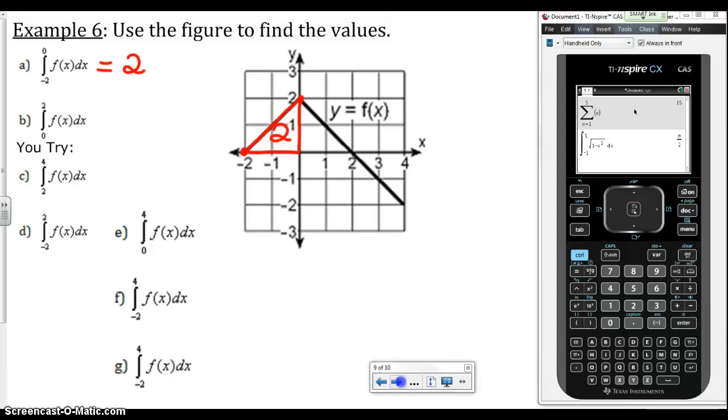For part B, I want to go from 0 to 2. So I'm going to take the area from 0 to 2. Again, the area is the area under the curve and between the x-axis. This is also a triangle with a base and a height of 2, so it also has an area of 2. So you try the next 5.